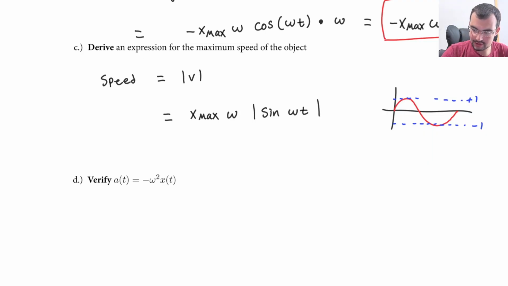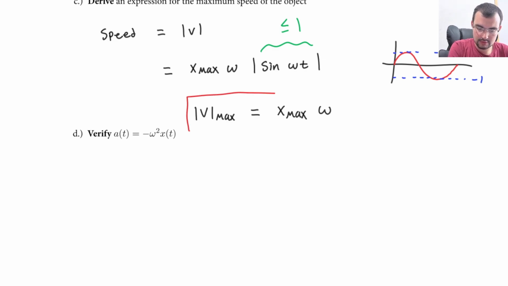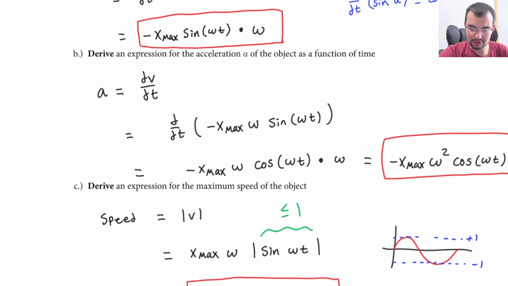So what's the biggest that this quantity could be? Well, this is always less than or equal to 1 in absolute value. So this means that the maximum speed is just going to be x max times omega. And from a similar argument, you could say that the max acceleration would be x max times omega squared, because we have this cosine function that's similarly bounded.